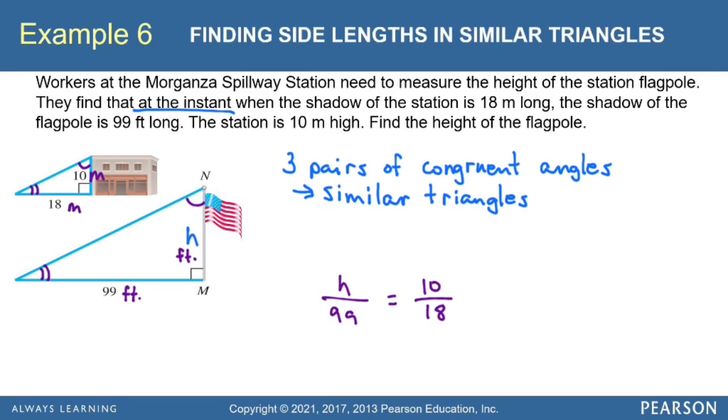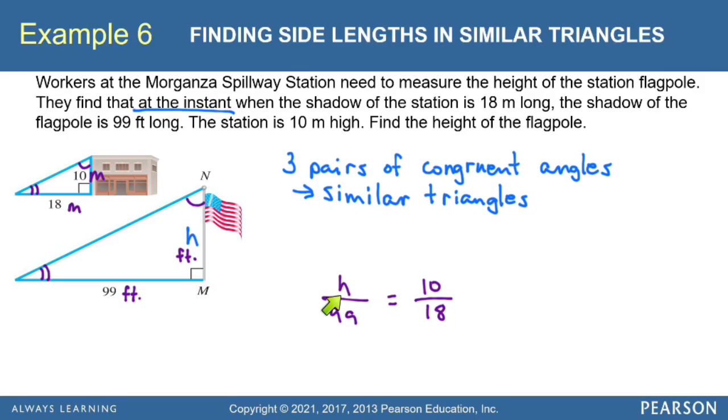Now you see, the reason it does not matter that the triangles are measured in different units is that here we have feet over feet, and so the units divide out. And here we have meters over meters, and so the units would divide out here as well.